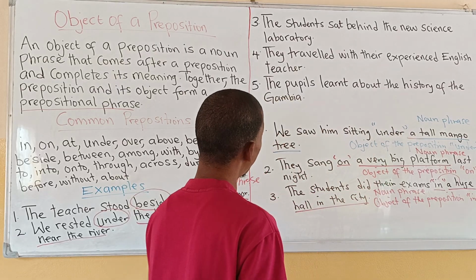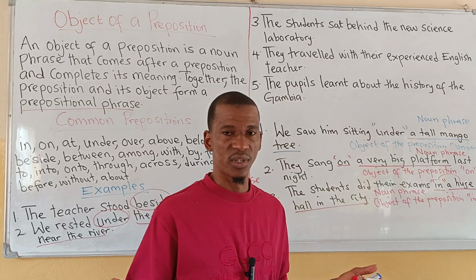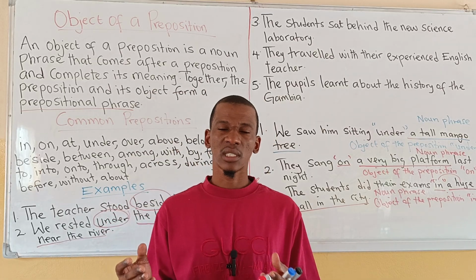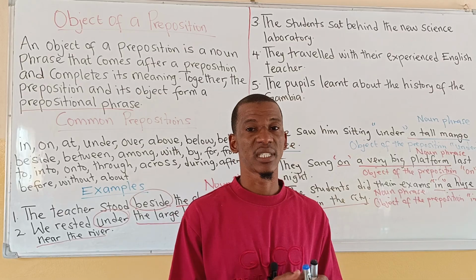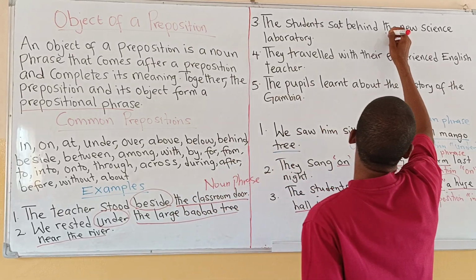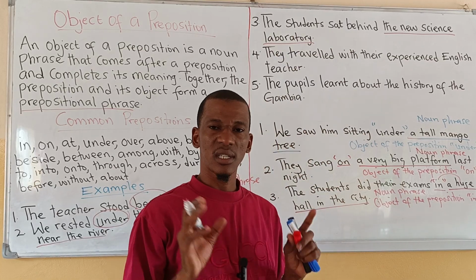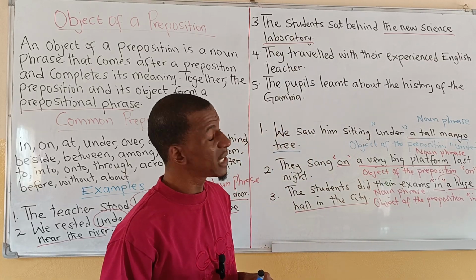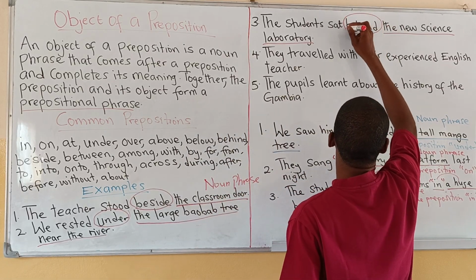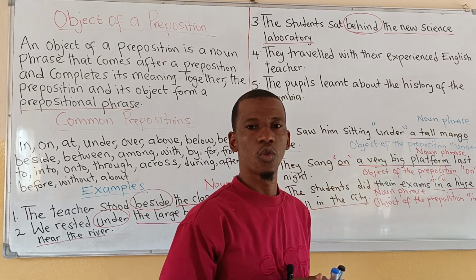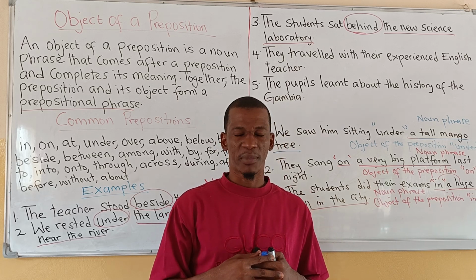Let's look at number three. Number three reads, the students sat behind the new science laboratory. So what is our noun phrase? Our noun phrase is the new science laboratory. So what is the function? It functions as the object of the preposition behind. Behind is also a preposition, okay?